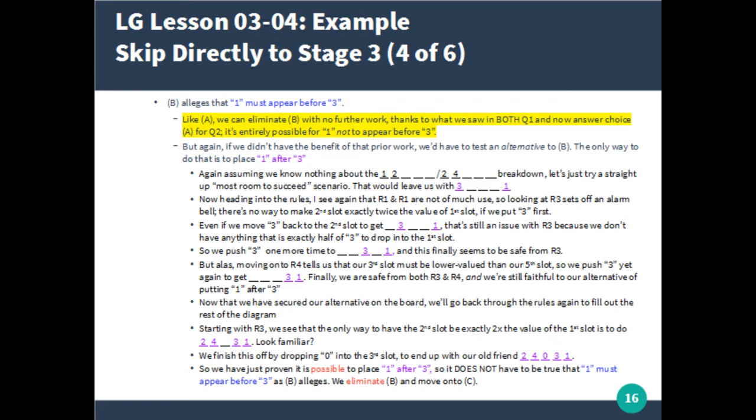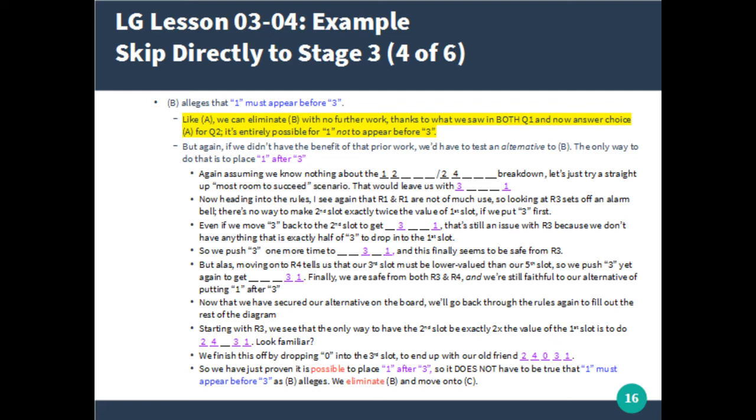Again, I see that rules 1 and 2 are not of much use in filling in the diagram, so we're going to go right to rule 3, and this is what should set off alarm bells if you didn't already see them. There's no way in this scenario with 3, blank, blank, blank, 1, for us to have the second slot exactly twice the value of the first slot if we put 3 first, because there's no 6 that we can use, right? We're only allowed to use 0, 1, 2, 3, 4. There is no 6. That would be the only way to make rule 3 happy. So there's clearly something wrong with our diagram. We cannot put 3 in the first slot.